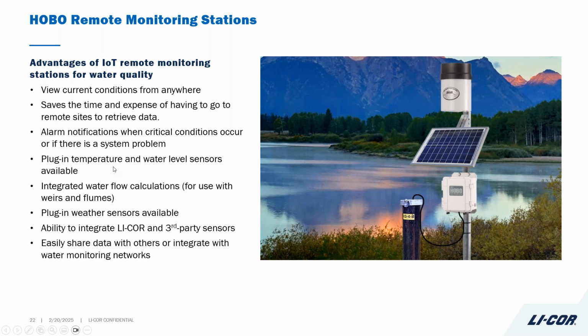We have plug-in temperature and water level sensors that plug directly into these. We also have weather sensors that can plug in there. For example, here's a rainfall sensor, which is often important and is part of water quality studies. We have analog inputs for connecting either LI-COR sensors or other third-party sensors. And because this data is on the web, it makes it easier to share the data with other users or water monitoring networks.